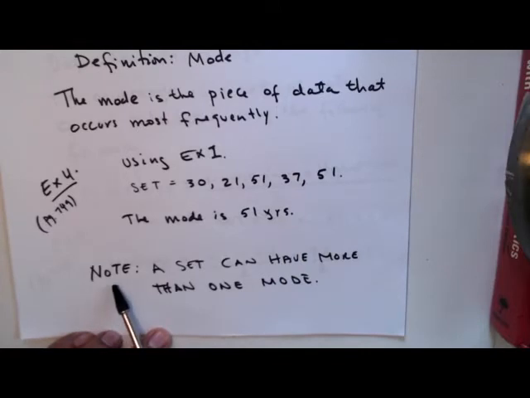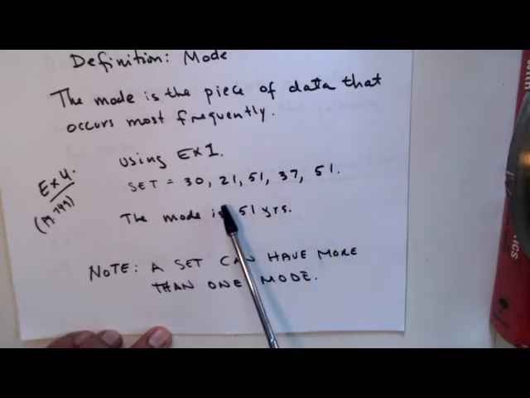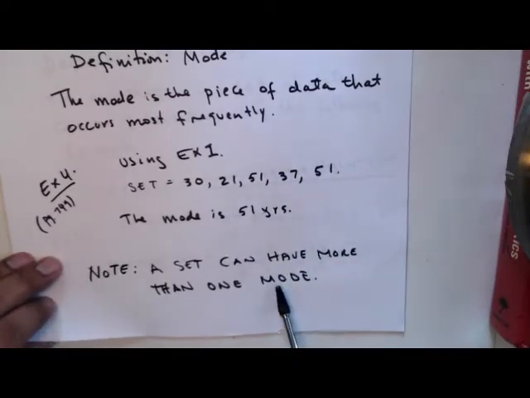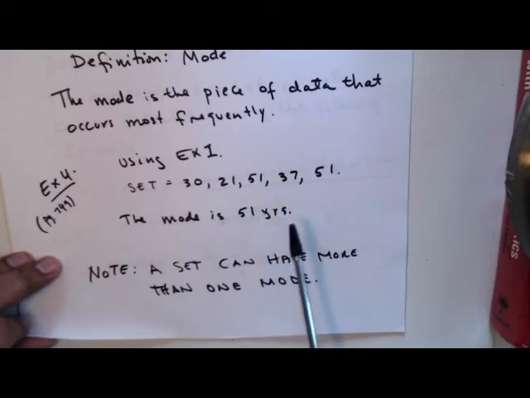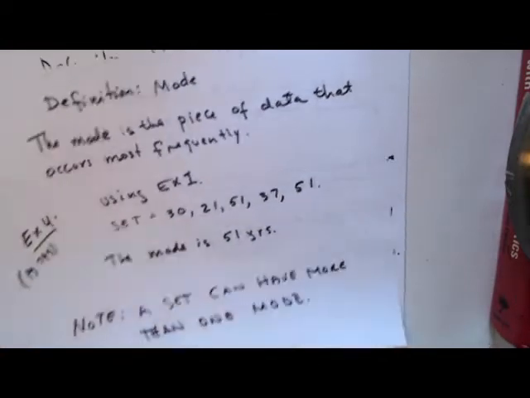A note: a set can have more than one mode. For example, if there are more numbers that repeat, like 40, 40, 40, then that's another mode. So you can have a bimode or many other modes. The idea is to collect the data and try to organize it and interpret it using statistical definitions.